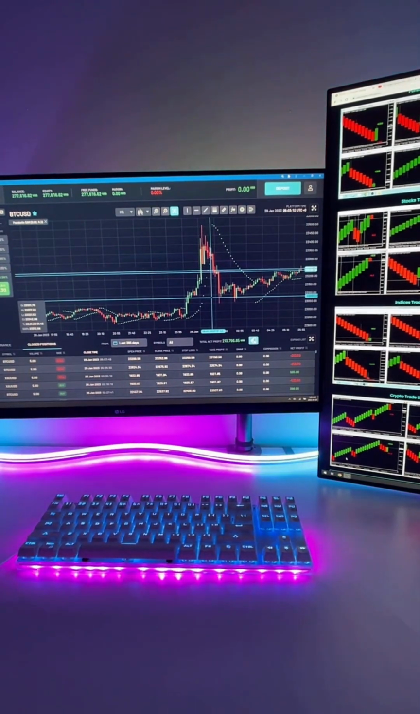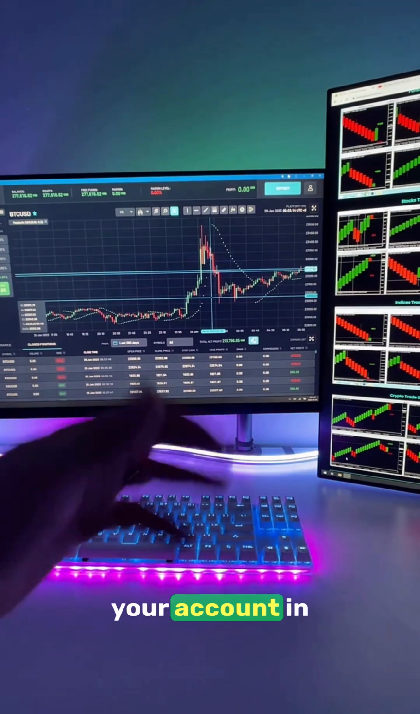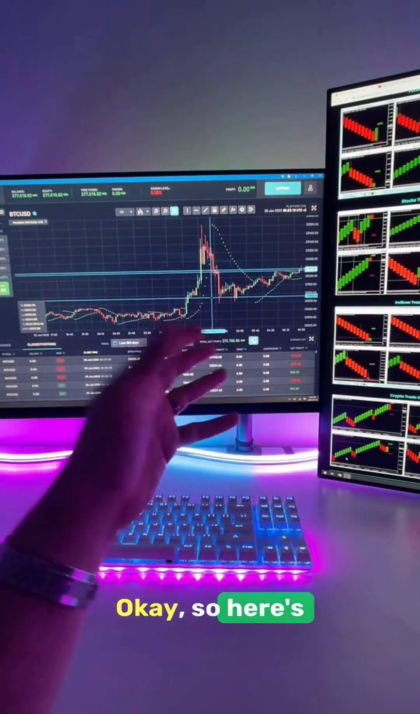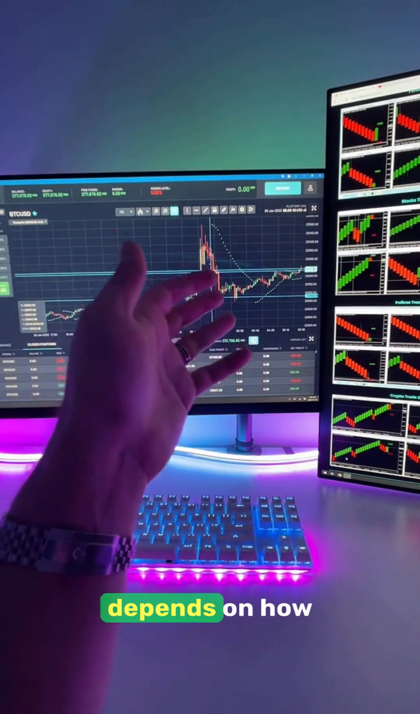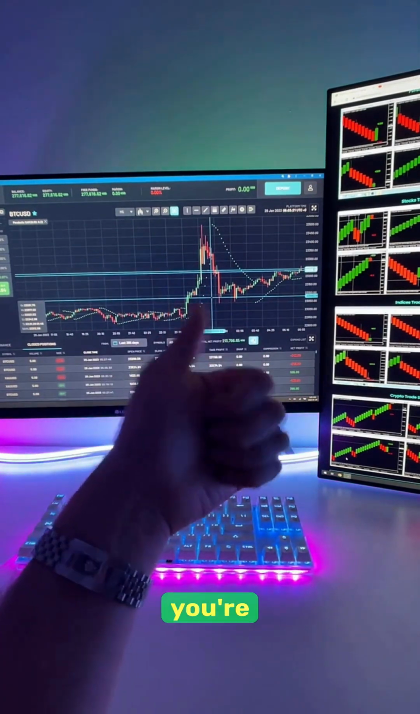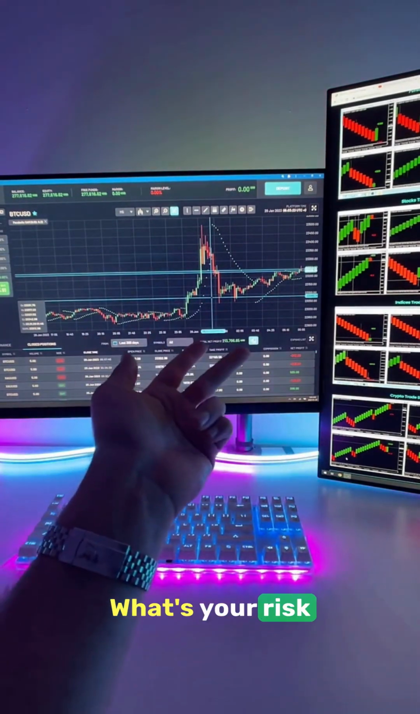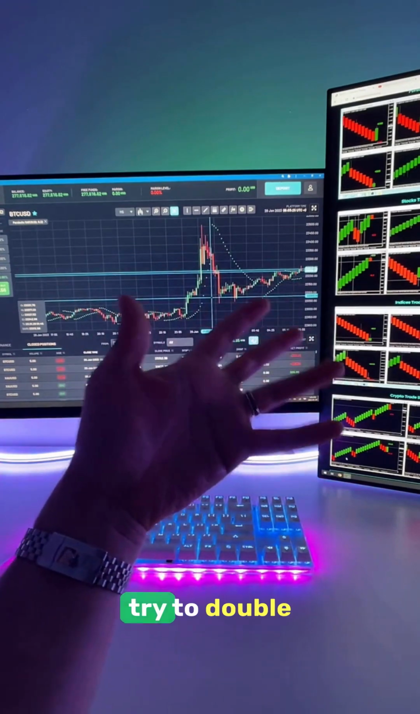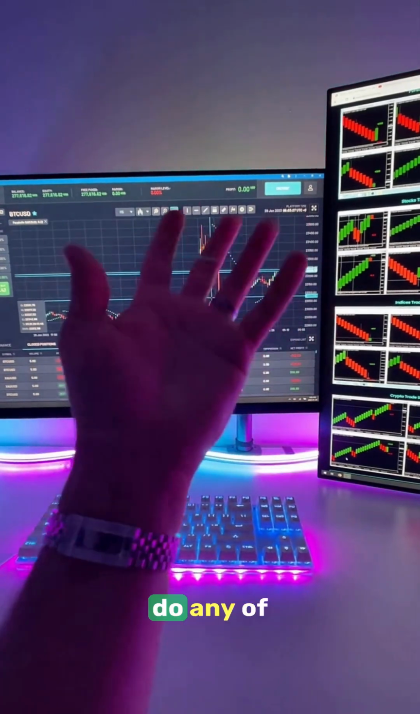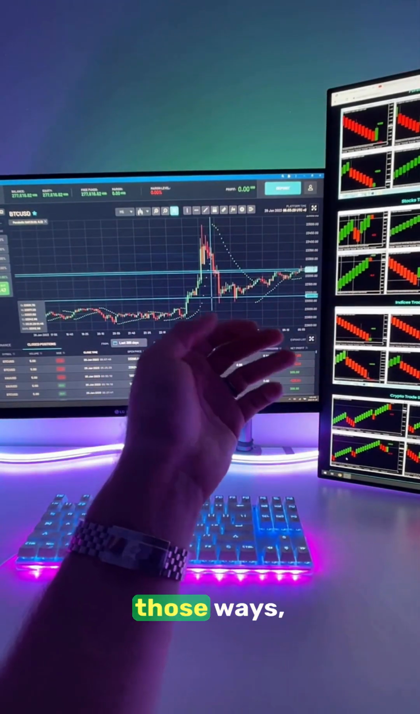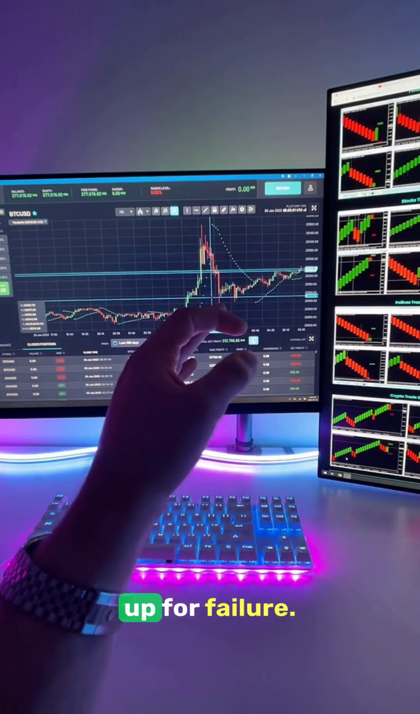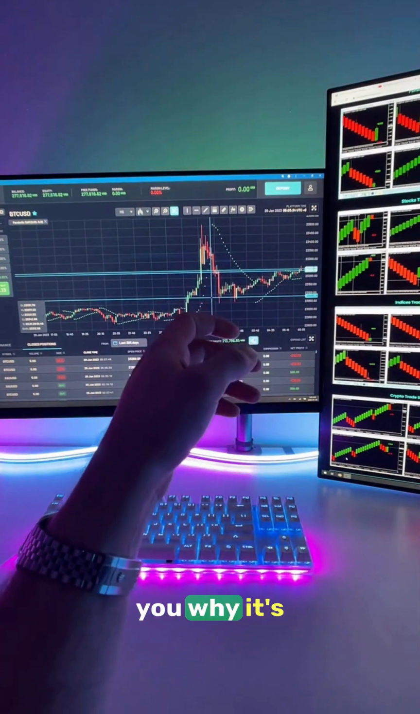All right. Can you double your account in 1 month? Okay, so here's the thing. It really just depends on how many trades you're doing, what the strategy is, what your risk percentage is. I would never try to double my account or think about it in any of those ways, because you're setting yourself up for failure, okay? And I'm going to explain to you why.